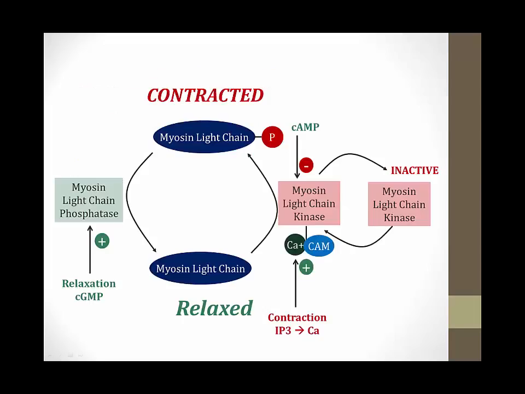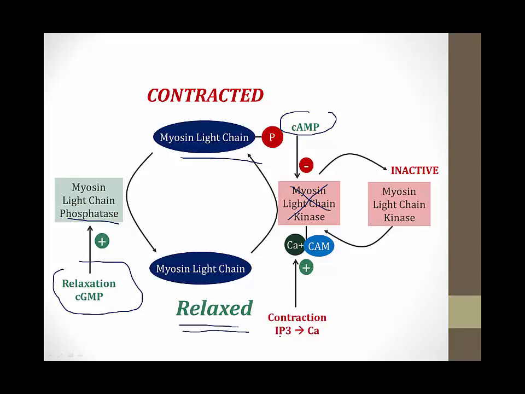If we go back to our picture, I've now added in these second messengers. So cyclic AMP inhibits myosin light chain kinase. That leads to less phosphorylation of myosin light chain and therefore relaxation. Cyclic GMP activates myosin light chain phosphatase, but that has the same effect. It leads to less phosphorylation of myosin light chain and therefore relaxation.